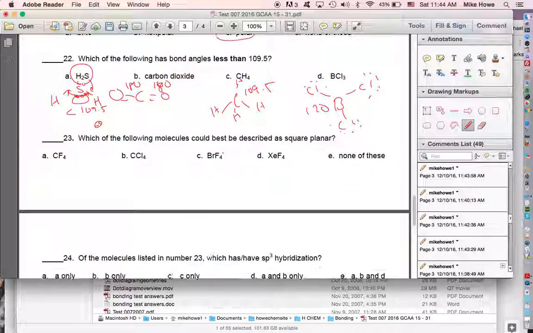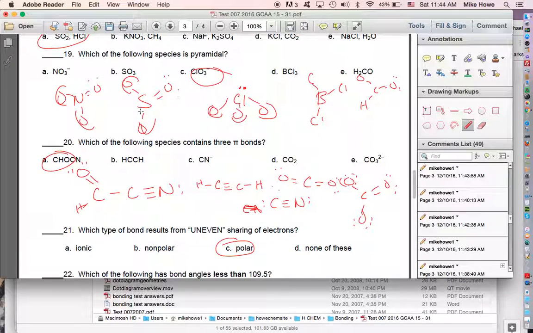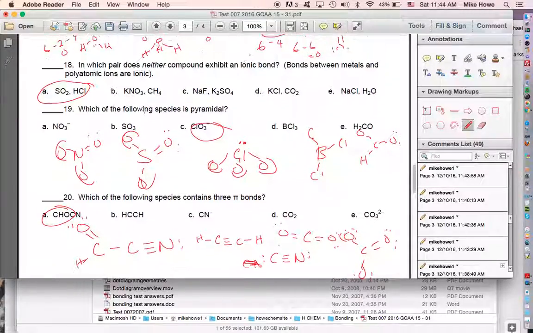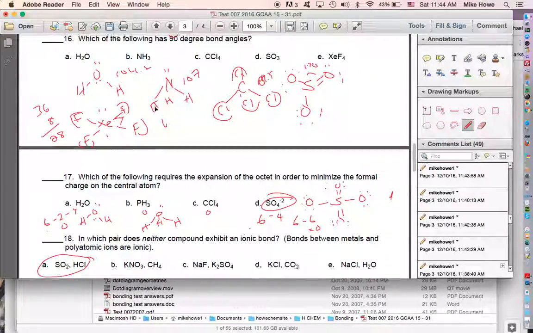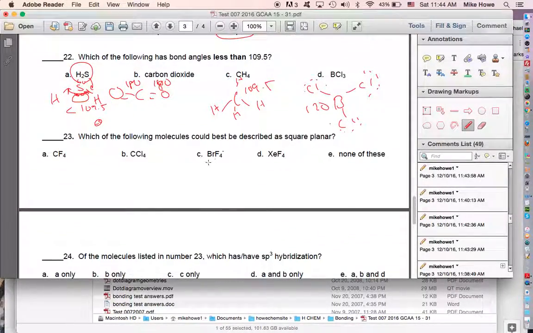Okay, square planar. This one, there are two answers. I've drawn CCl4 earlier up here. You can rewind. I don't remember where it was. There it is. So CCl4 looks like that, has 109.5 degree angles. So it's tetrahedral, not square planar. CF4 is going to have the same structure when you draw it, just tetrahedral. BrF4 minus has 7 times 4 is 28, and 7 is 35, and 1 is 36. This one, Xe is 8, and 28 is 36. So both of these have 36 valence electrons.